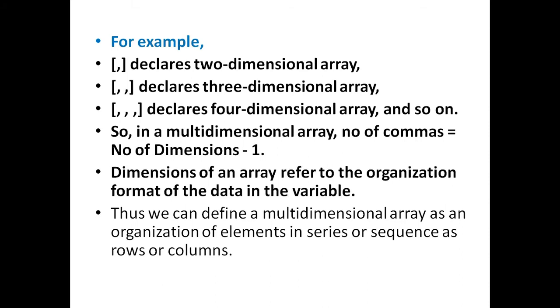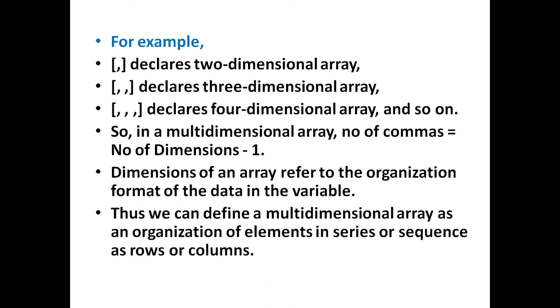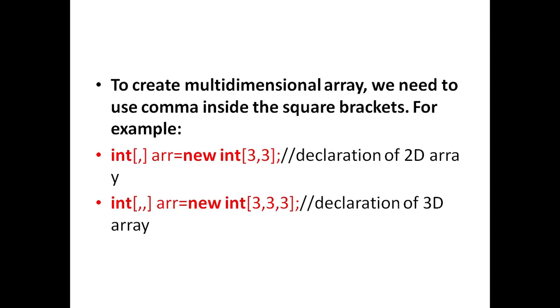Dimensions of an array refer to the organization format of the data in the variable. Thus, we can define the multidimensional array as an organization of elements in series or sequence as rows or columns. To create a multidimensional array, we need to use a comma inside the square brackets.